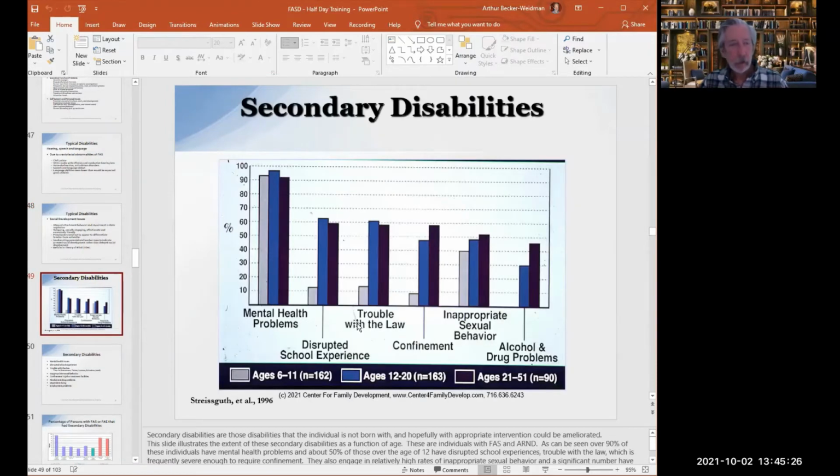And then I just throw this up here to point out, without treatment, without good therapeutic interventions put in place, these issues here get worse. They don't get better. You don't grow out of it. Mental health problems, right? Disrupted school experiences, okay? Confinement, inappropriate sexual behavior. All these things tend to get worse.